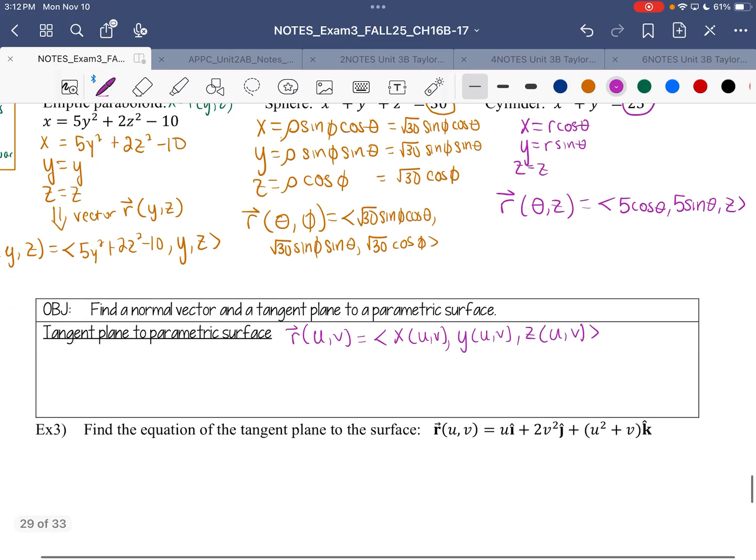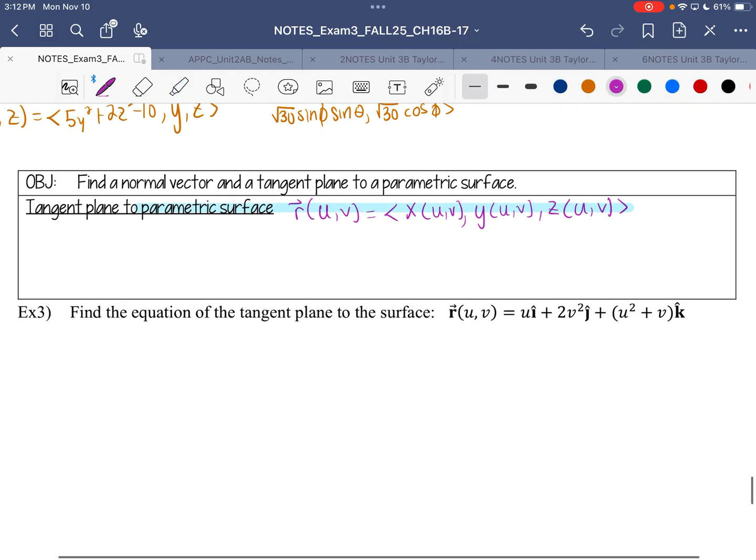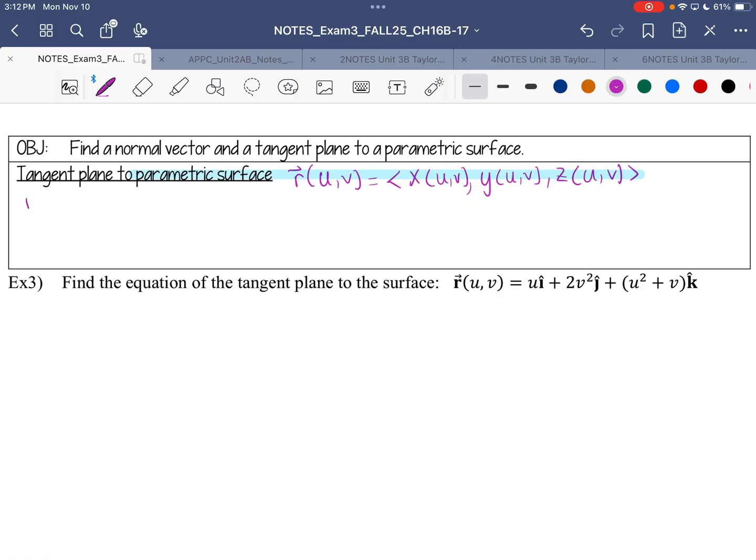All right, hopefully you got the cylinder down. If you have some parametric surface, which the parametric surface that we're using is this R, being a vector function of u and v, and we want a tangent plane to that surface, then you can take the partial derivative of R with respect to u and v, and do the cross product between them.